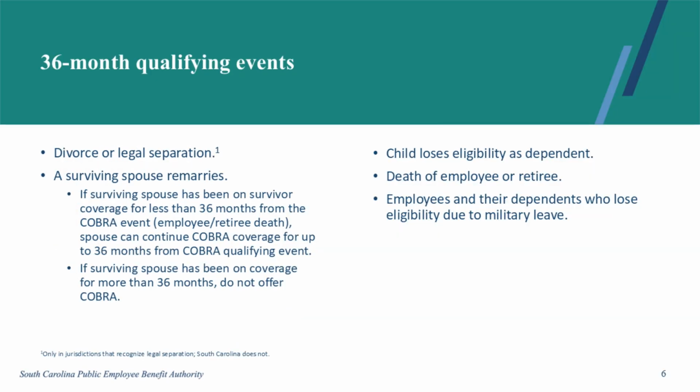Now, let's discuss how COBRA coverage can be extended for up to 36 months. If the qualified beneficiaries experience a second qualifying event, they may qualify for an additional 18-month extension, for a total of 36 months. These events include death of covered employee, divorce or legal separation, a child losing eligibility for dependent coverage, or death of the employee or retiree. Employees and their dependents who lose eligibility because of military leave are in this category as well.